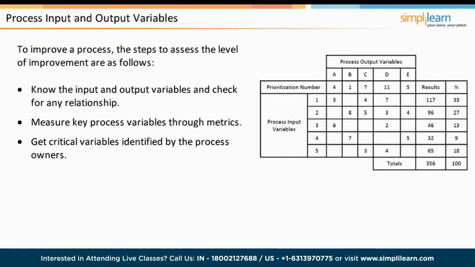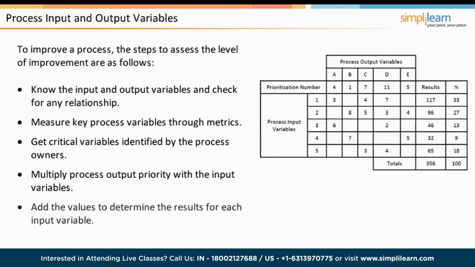For each of the output variables, a prioritization number is assigned. Numbers which reflect the effect of each input variable on the output variable are entered in the matrix. The process output priority is multiplied with the input variables to arrive at the results for each input variable. The values are added to determine the results for each input variable.